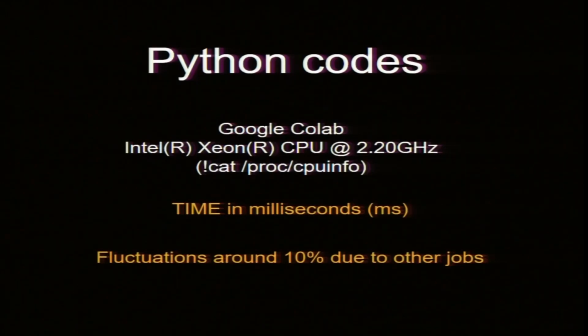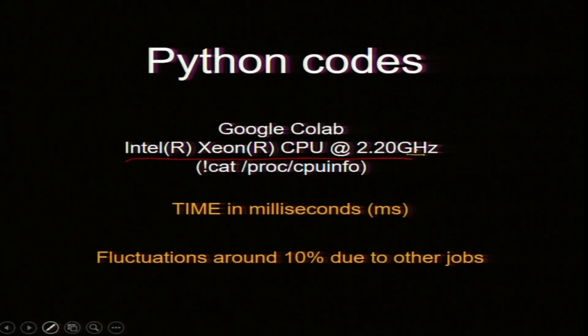So, we will use Google Colab for all our tests. It is free, you can run it through your Gmail account. We can also use GPUs in that, but GPU later. Right now, we are going to use CPU. The numbers I tested are with this processor Intel Xeon with CPU 2.2 gigahertz. Numbers will change if you use a different processor, but the trend will remain the same.